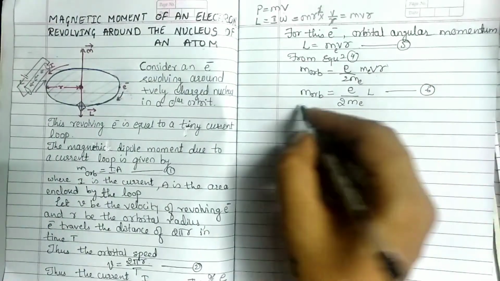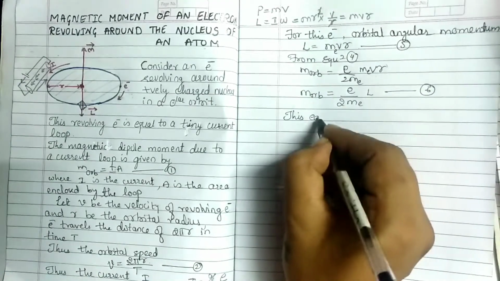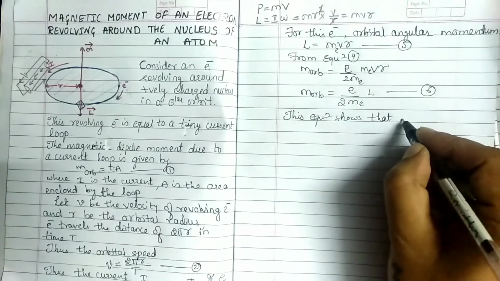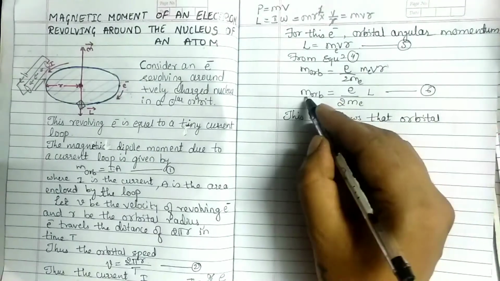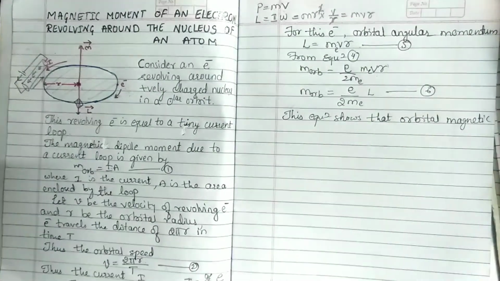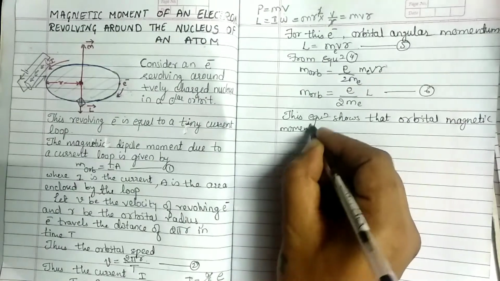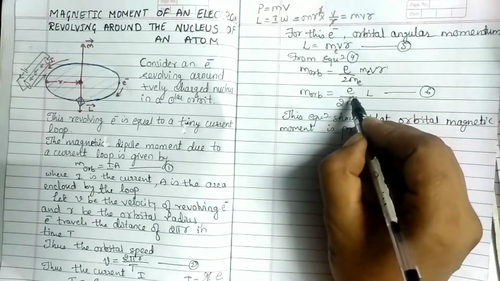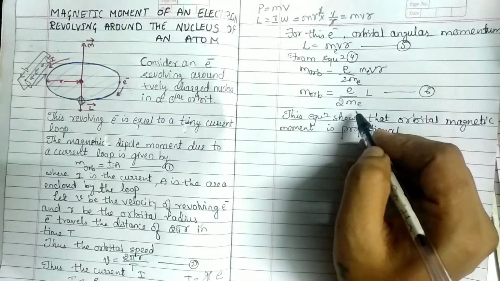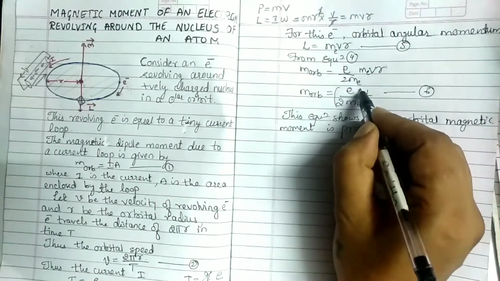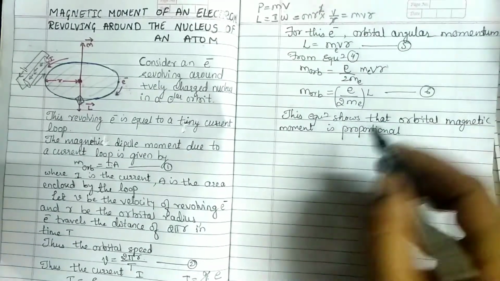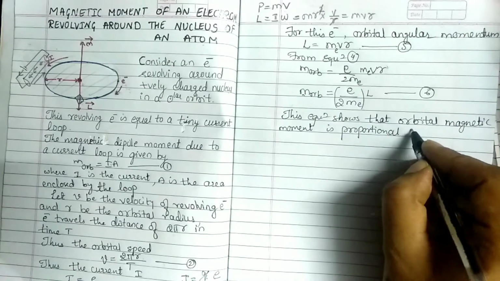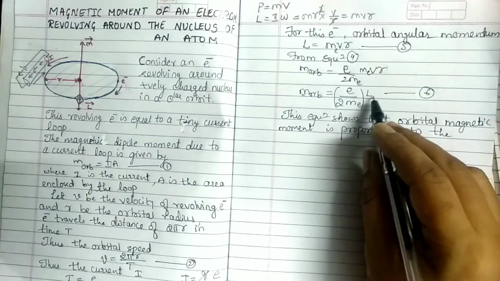So this equation shows, what is your conclusion? This equation shows that orbital magnetic moment is proportional to, why am I taking proportional here? E is the constant charge of the electron, the mass of the electron is also constant, 2 is constant. So this bracket quantity entirely comes as a constant. So we can conclude that the orbital magnetic moment is directly proportional to the angular momentum.